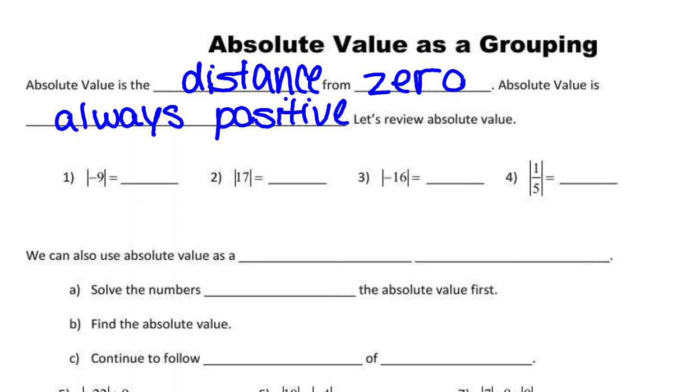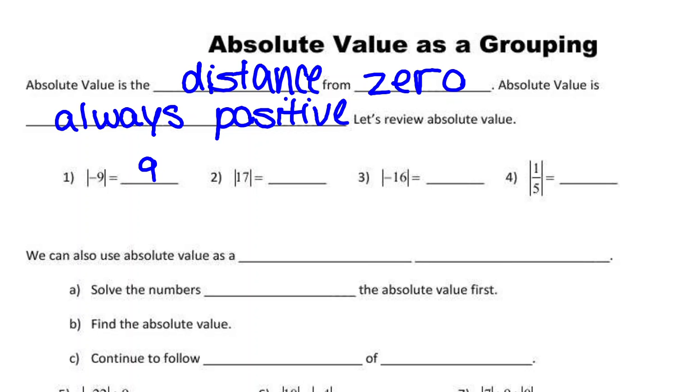All right, so let's review what is absolute value. So absolute value, distance from 0. So how many spaces away is a number from 0? So how many spaces away is -9 from 0? Well, it's 9 spaces away. Absolute value is always positive. It's 9 spaces away from 0.